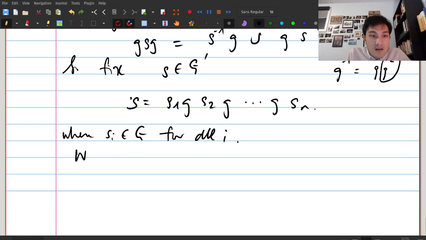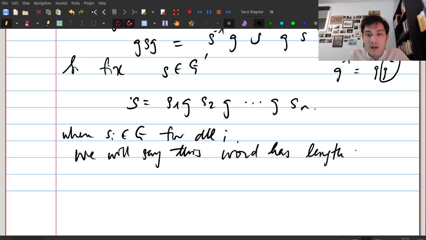Okay, so we will say this word has length n. I'm using the letter n. We had n before, but I'm going to use the variable n for the length here, because we're fixing the exponent to be 4. So this word has length n. Of course, it doesn't have length n, right? There are G's everywhere, but the point is there are n elements of the original group big G, and so we're going to say this word has length n.